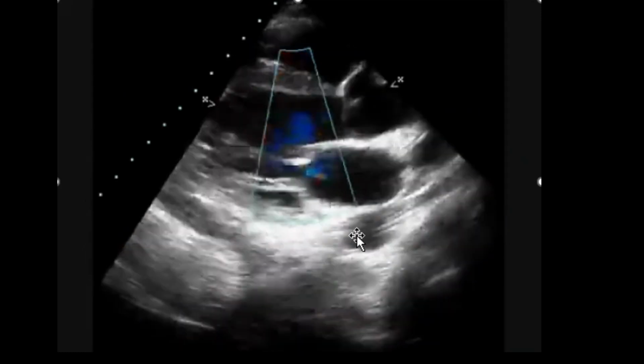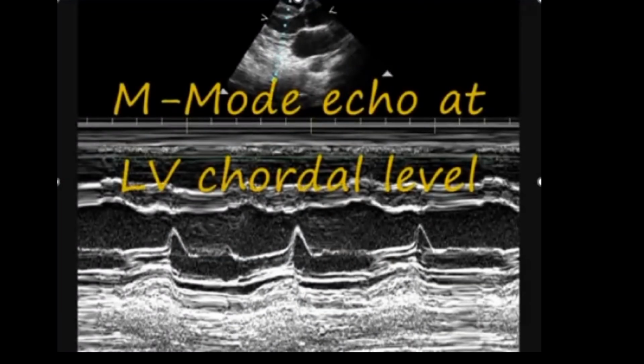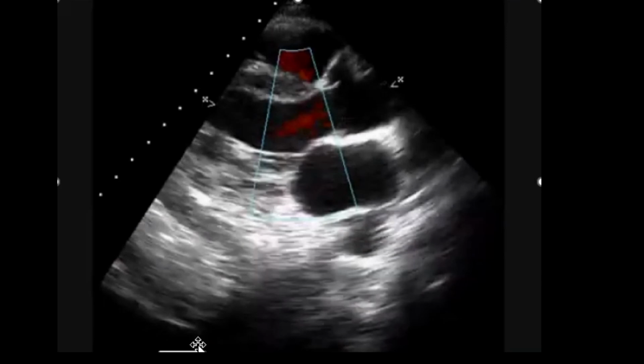In color Doppler, flow away from the transducer is depicted as blue. You can see a mosaic color here, multicolored. This is a tiny mitral regurgitation jet, which can be there even in normal. And this is blue flow again. If you look at it, you can see injection into the aorta was seen as red because it is towards the transducer.